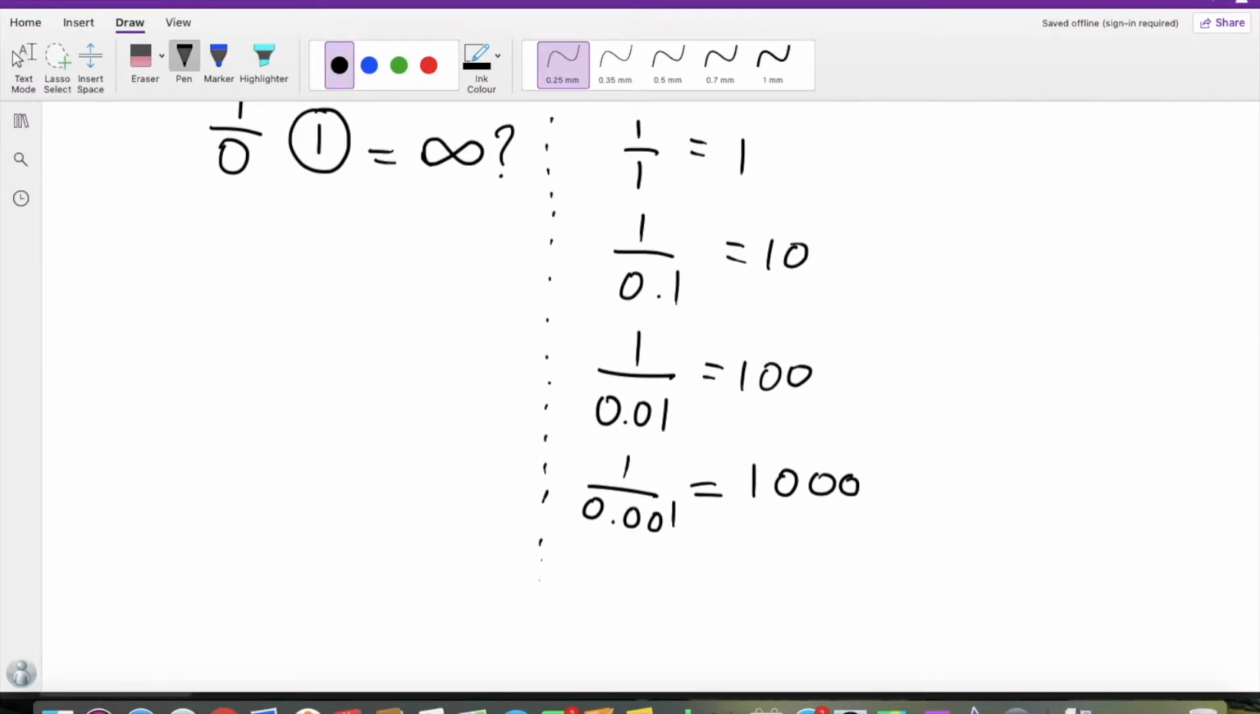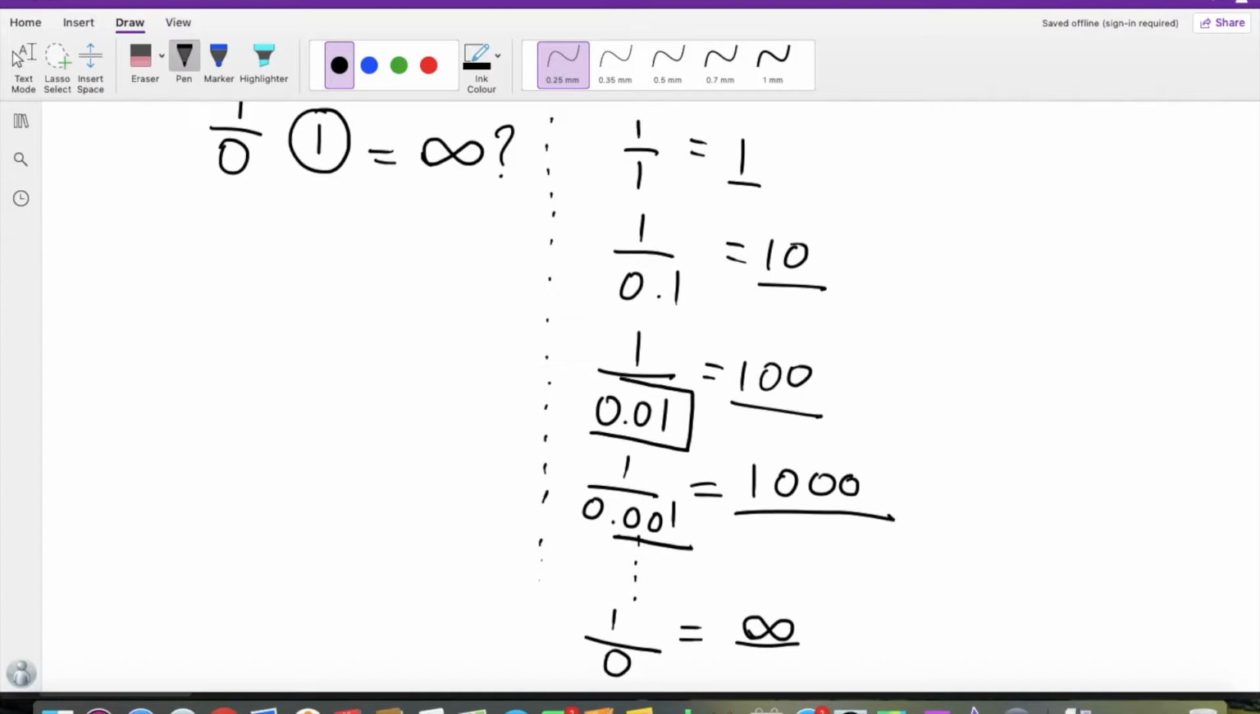If we continue, making this closer and closer to 0, until we get to 1 divided by 0, we should get infinity, right? Because as we see, this number, this number, this number, and so will this number, are getting greater, bigger, as we are decreasing the denominators of these, right?